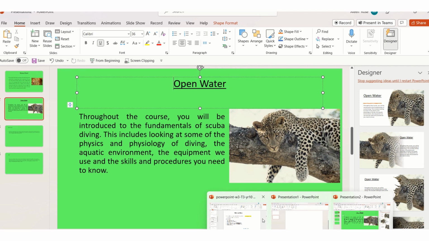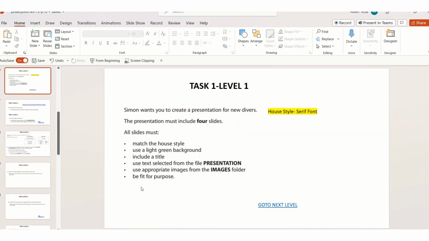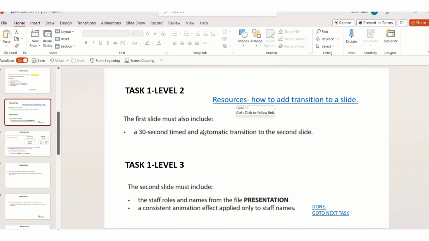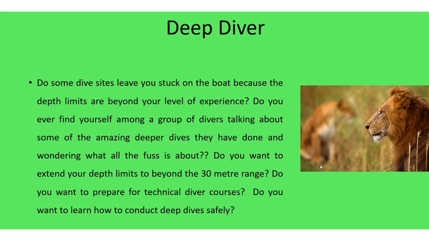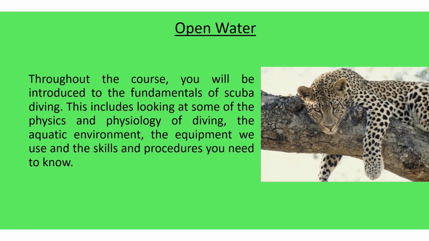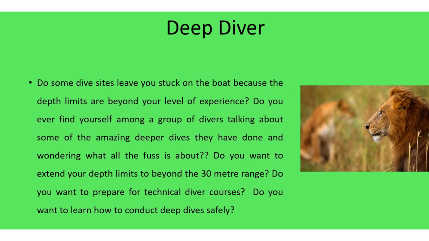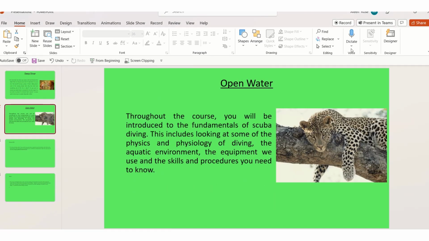Let's go back to the question. It should be fit for purpose. So it is done. Now let's see the next level. The first slide must also include a 30-second timed and automatic transition to the second slide. So what is meant by transition? Moving from one slide to the next slide is transition. In slideshow, I have to click the keyboard or mouse, then only it will go to the next slide. So it should go to the next slide in 30 seconds.